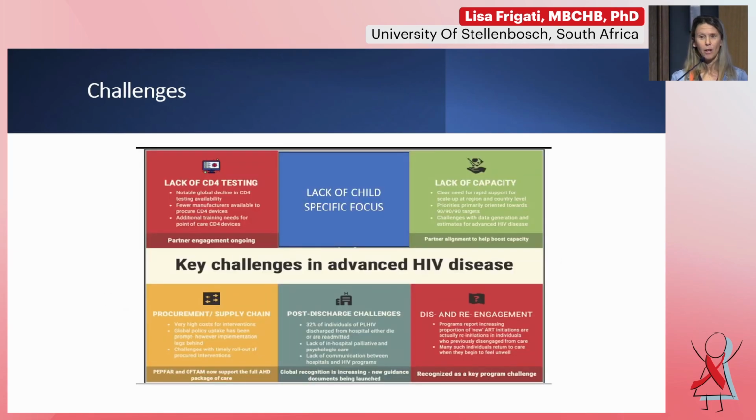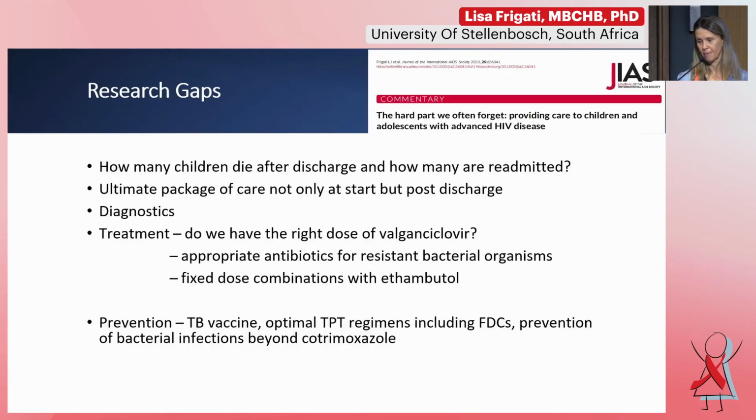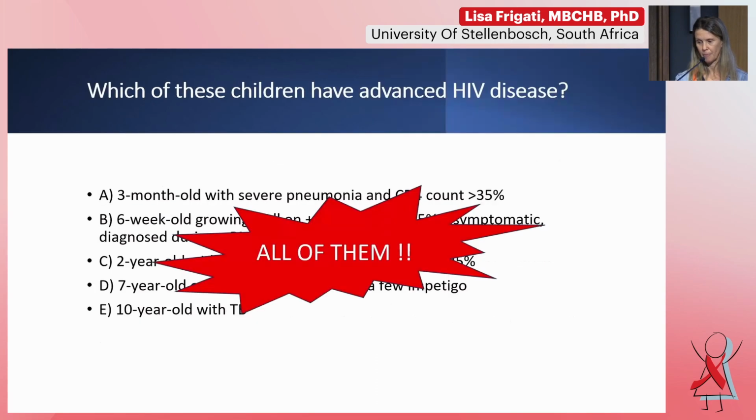So there are many challenges. I actually stole this slide from an adult advanced HIV disease talk, but I've added in here a lack of child-specific focus, because I still think we're extrapolating evidence from adult studies and we need to start to look from a pediatric perspective. There also are many research gaps. We don't know so much about how many children die after discharge, how many are readmitted, what is the ultimate package of care that we need to give. There are many questions regarding treatment and prevention.